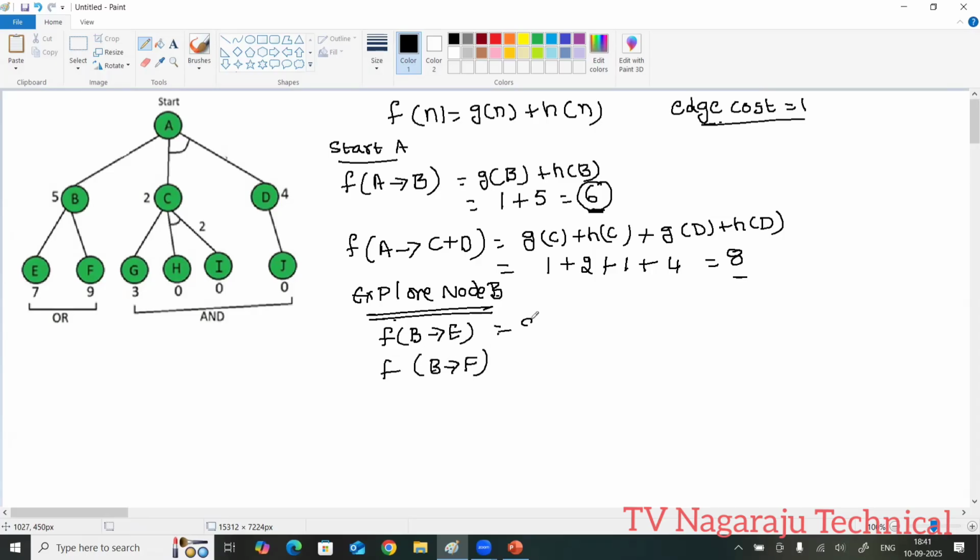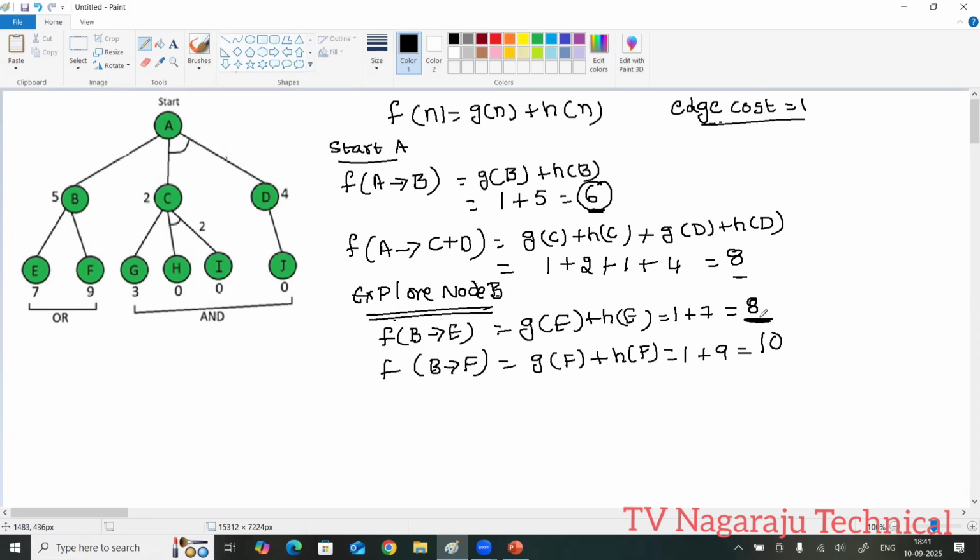So here how do you write? G of E plus H of E. Similarly, G of F plus H of F. So the value is 1 plus 7. The value is 8. Here 1 plus 9. The value is 10. Now in the path B to E, which one you are selecting? Here 8 to 10, between 8 comma 10, you are selecting the path B to E. Why? This path has the minimum value.